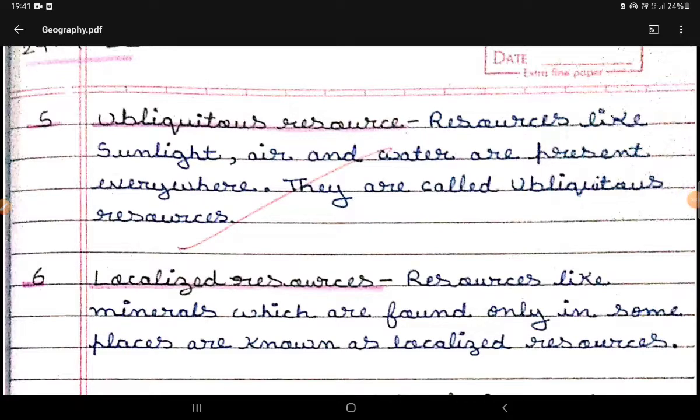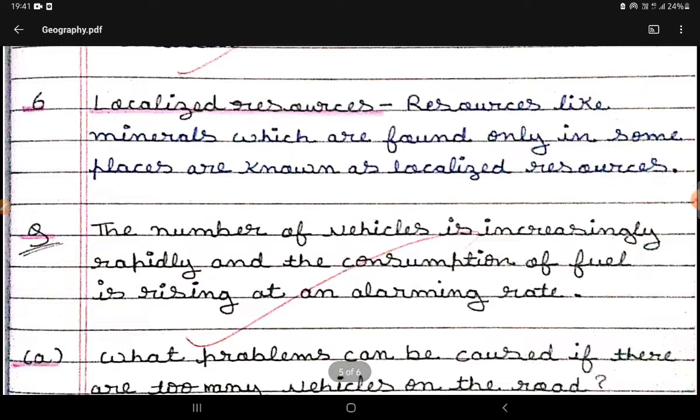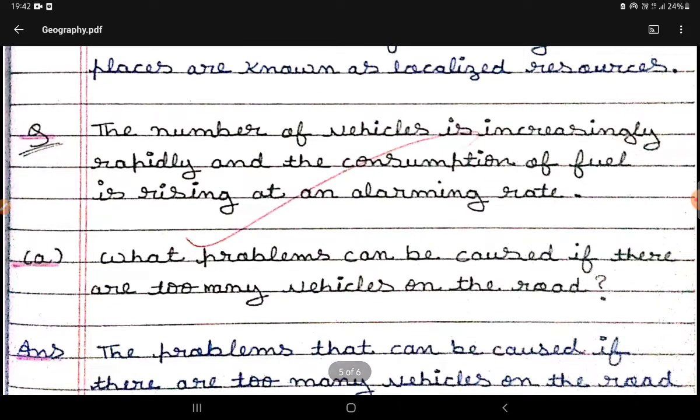Ubiquitous resources like sunlight, air and water are present everywhere. These are called ubiquitous resources. Localized resources like minerals, which are found only in some places, are known as localized resources. For example, if in Maharashtra you found coal, so it's rare, it's a localized resource.